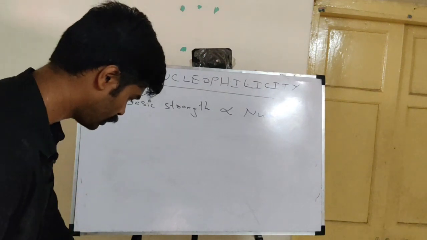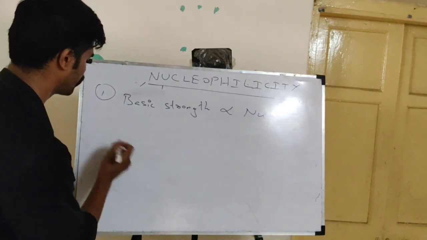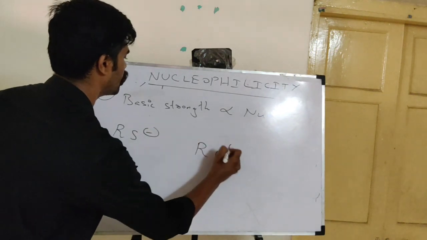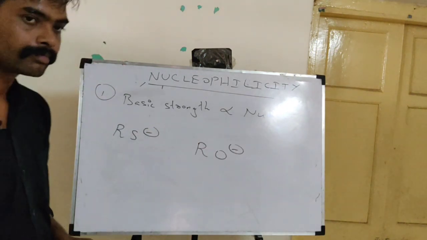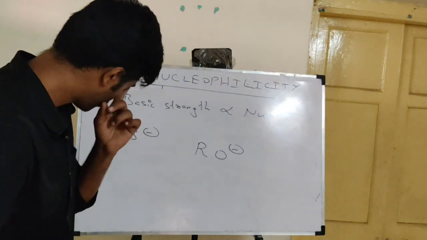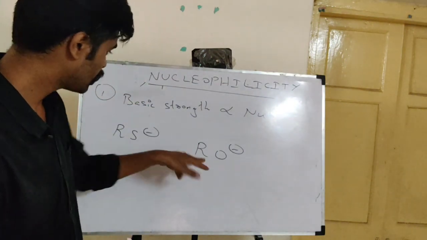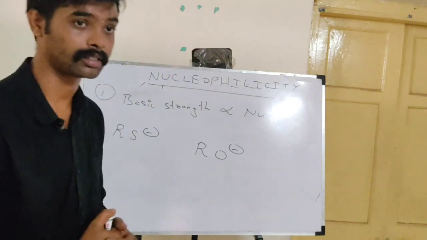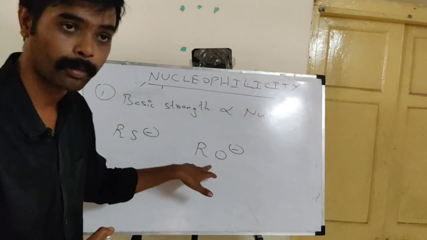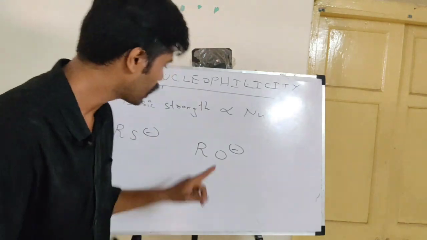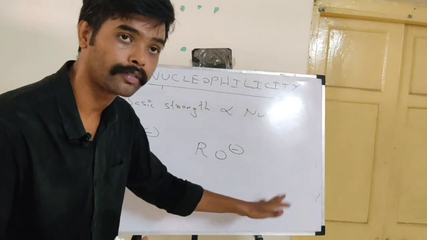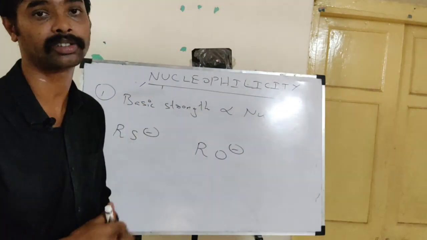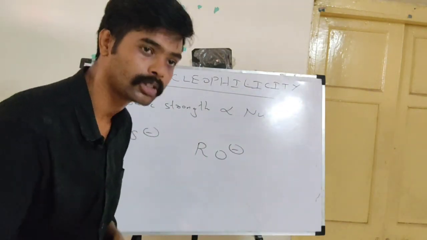Okay, so let me take RS minus and RO minus. Cool. Right. So now if I check out of these two, which is a stronger base, definitely RO minus is a stronger base, right? But again, RO minus is a stronger base, so I expect RO minus to be a better nucleophile, or RO minus to have better nucleophilicity than RS minus, right? But the opposite is going to be true.